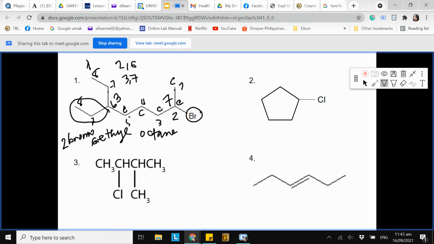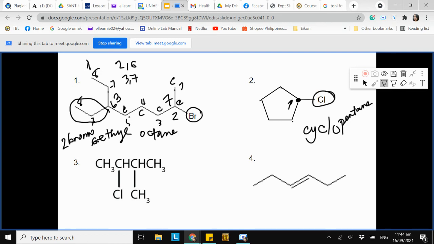Okay, the second one, since wala tayong dulo-dulo dito, this is now a cyclic. So, lalagyan ninyo ngayon siya ng prefix na cyclo. Okay, cyclo. Then, this will become carbon number 1. So, bilang lang tayo around the corner: 1, 2, 3, 4, 5. Okay? So, kung 5, pent. Tapos, wala tayong double bond. So, pentane. And then, meron tayong nakakabit na chloro.